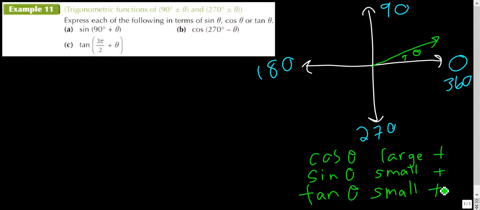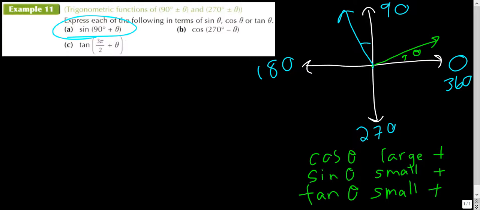So what's going to happen when I move theta off of one of these lines, 90 or 270, and how does that relate back? This is where our mind is trying to think of not only is it positive or negative, but how large is it in comparison? So the first one asks us about the sine of 90 plus theta. What happens if I add the same amount of theta, and what happens to the sine?